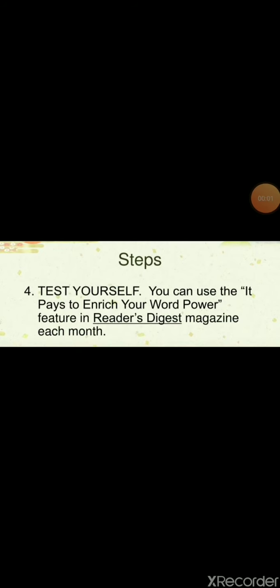Newspaper reading, I gave you an example for that. In newspaper reading you will get different types of resources to read, and you will get more exposure to new words. Test yourself. You can use the It Pays to Enrich Your Word Power feature in Reader's Digest magazine each month. If you can afford a Reader's Digest, wonderful, because for intensive vocabulary you will get advanced GRE words. But I am not forcing you. Your newspaper reading is enough for that.